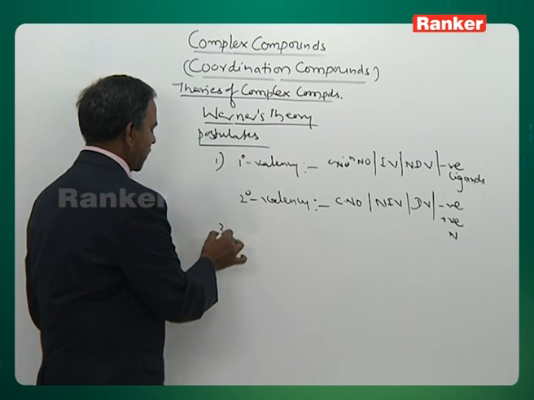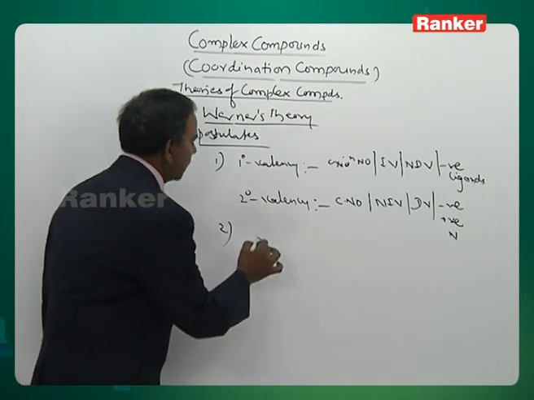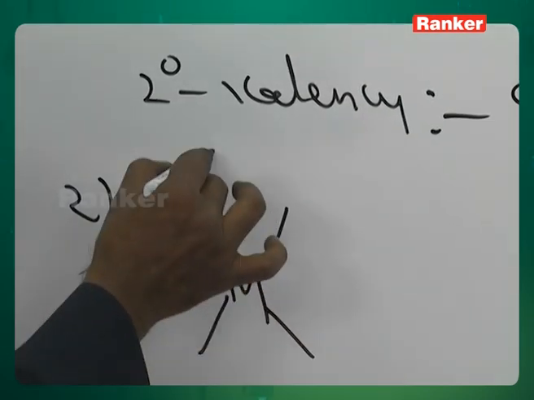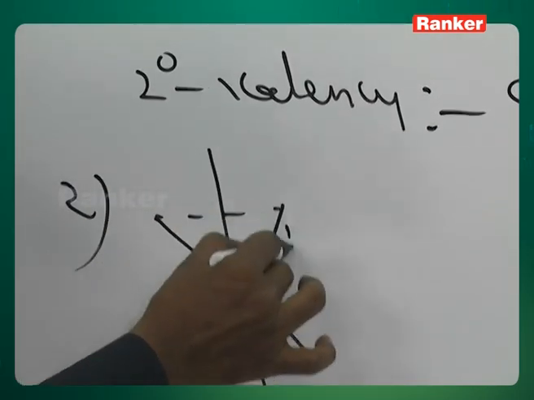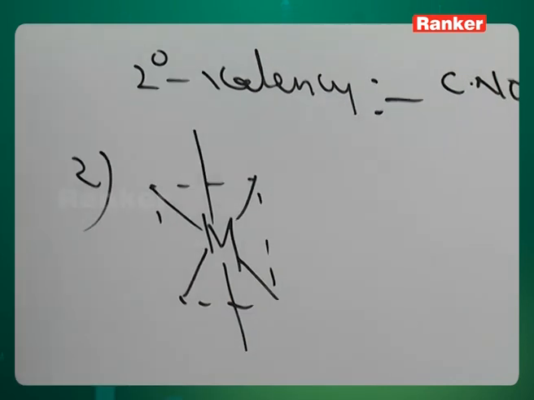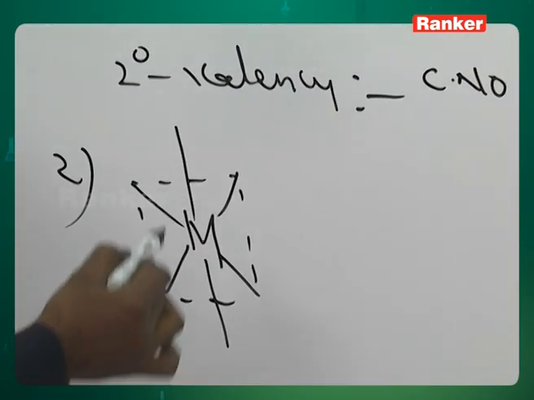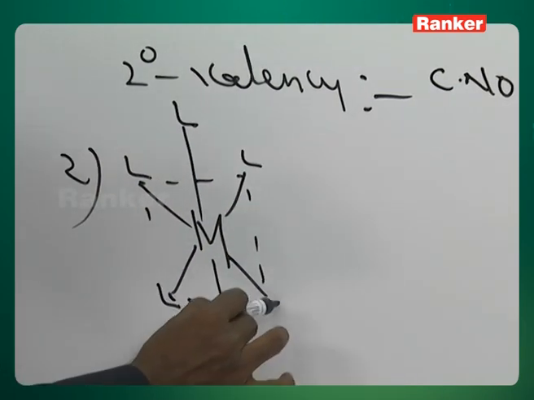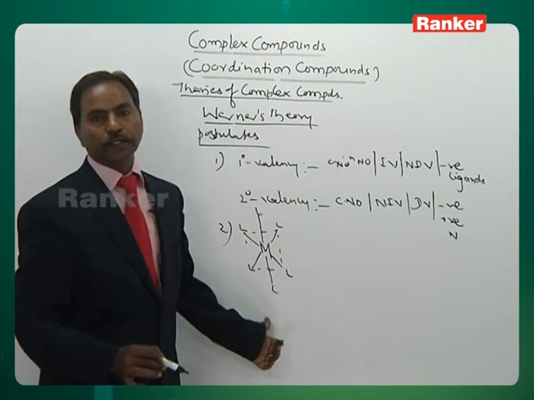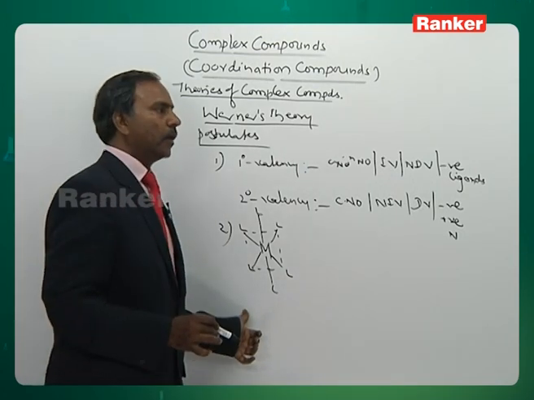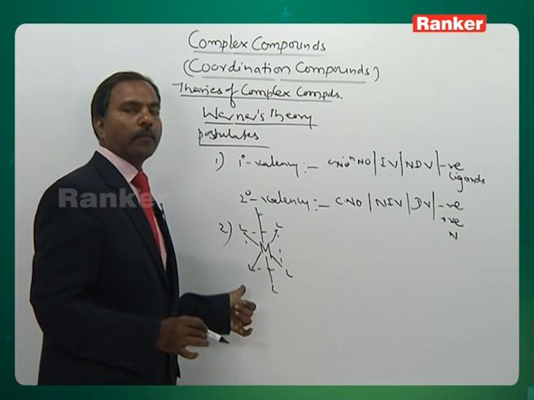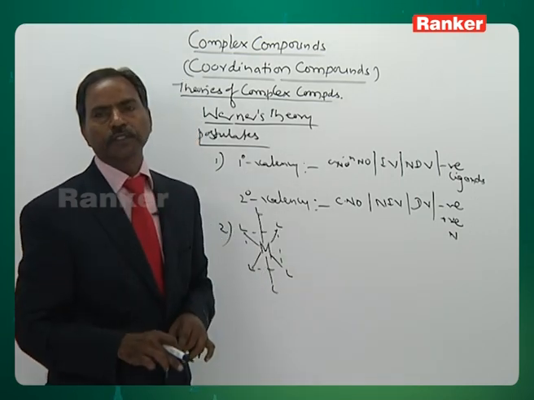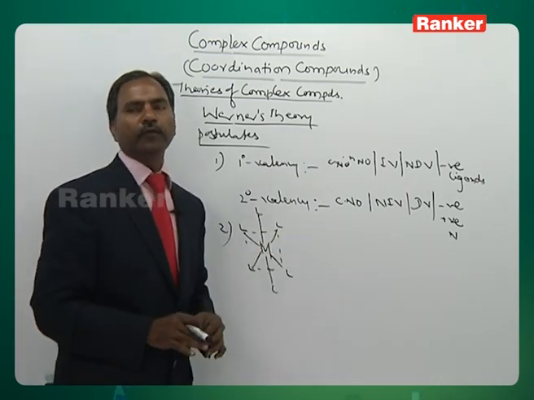Coming to the second postulate. The ligands which are linked to the metal ion by secondary valencies are fixed at particular positions, giving rise to a particular geometry for the metal complex. Look here, 6 ligands are arranged at particular positions around the metal ion.